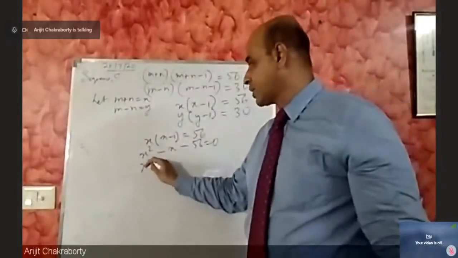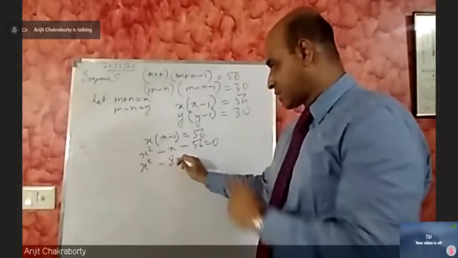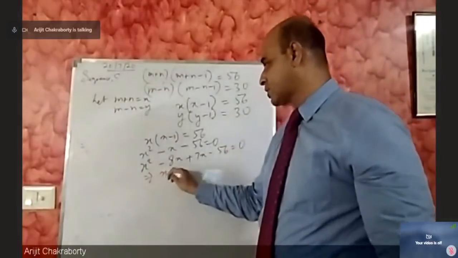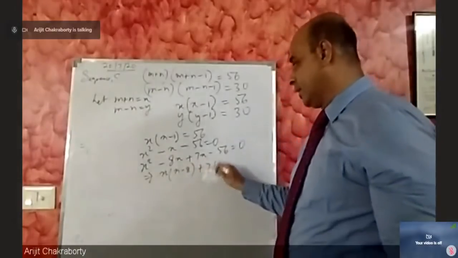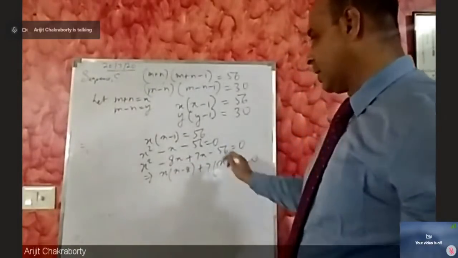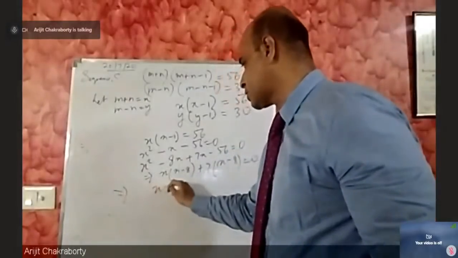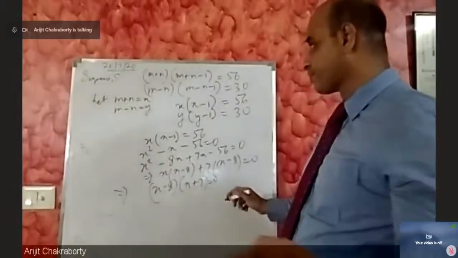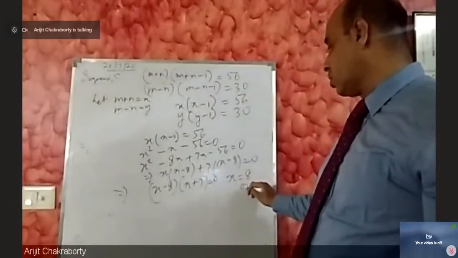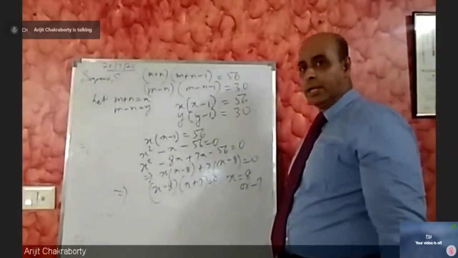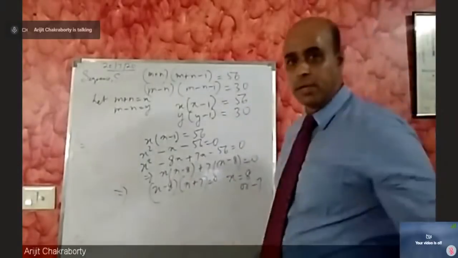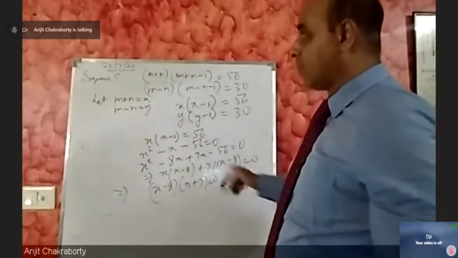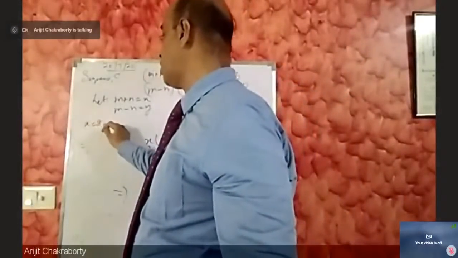We split, so it becomes x square minus 8x plus 7x minus 56 equals 0. So this becomes x into x minus 8 plus 7 into x minus 8 equals 0. If you simplify this, it becomes x minus 8 into x plus 7 equals 0, which means x is equal to 8 or minus 7. It's a very complicated problem. So I am writing x is equal to 8 or minus 7.